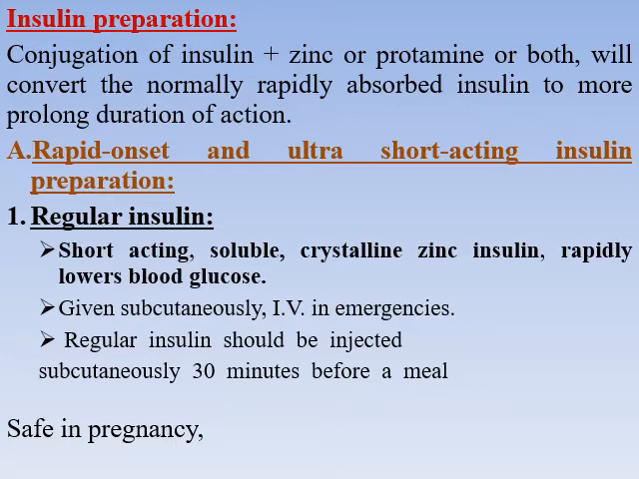First, we have the regular insulin. It is short-acting, soluble, crystallizing insulin, and rapidly lowers the blood glucose, can be used in emergency and is also safe in pregnancy, given subcutaneously or intravenously.